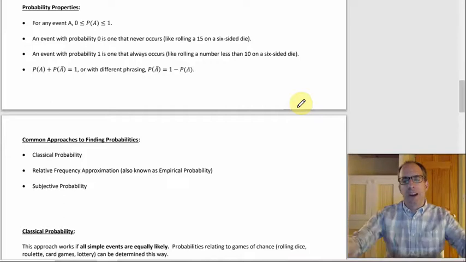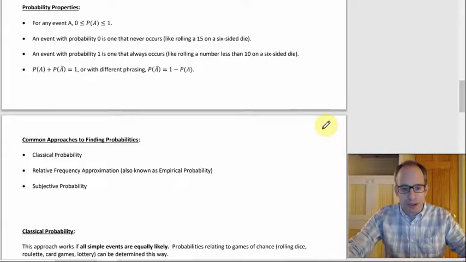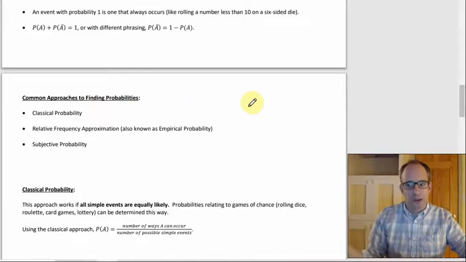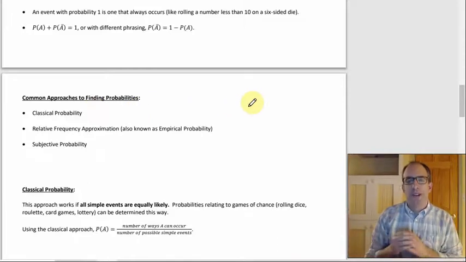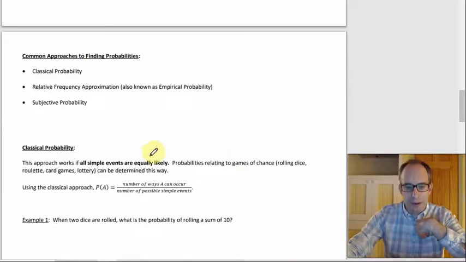And it kind of depends on what sort of event you're looking at and what sort of experiment you're looking at, really. So classical probability, all the stuff that we've had so far, like flipping a coin or rolling a die or rolling 2 dice, use classical probability for that. And like it says down here, this approach works if all simple events are equally likely. And that's the case, right?